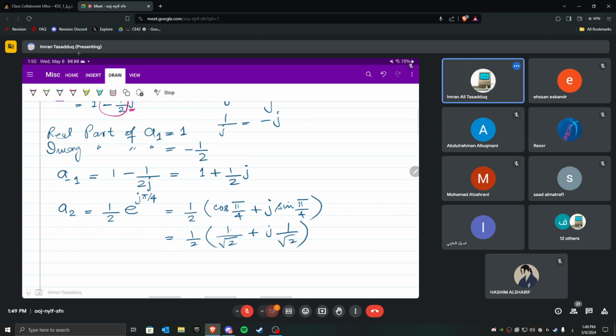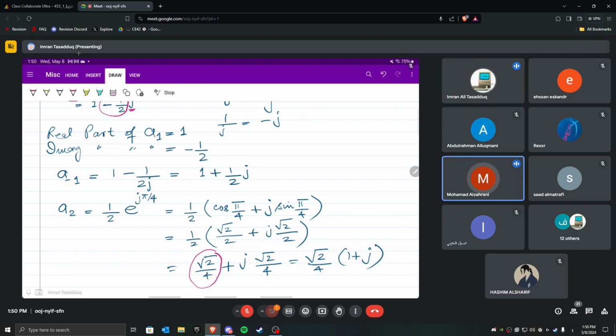Or if that's better, we can use the other form: square root of 2 over 2, square root of 2 over 2. This is equal to square root of 2 over 4 plus j square root of 2 over 4, or square root of 2 over 4 into 1 plus j. Now if I ask you what is the real part of A2, you will say it is square root of 2 over 4. What is the imaginary part? Same, square root of 2 divided by 4. Exactly, this is the imaginary part. Don't forget this.